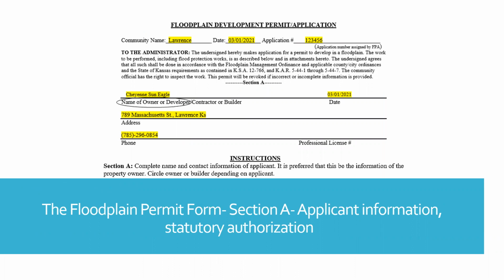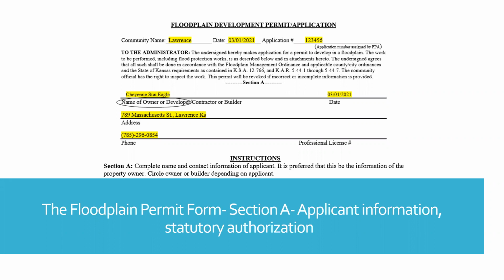So this is our fictional project and our sample floodplain development permit. Section A is the applicant's information. So we just have the community name, date, application number, and then the statutory authorization in there so that we can cite the state requirements. And then you might want to cite your specific ordinance in here as well. That does say floodplain management ordinance and applicable other city ordinances. So you might want to cite that throughout the different sections. But of course, this is just an example.